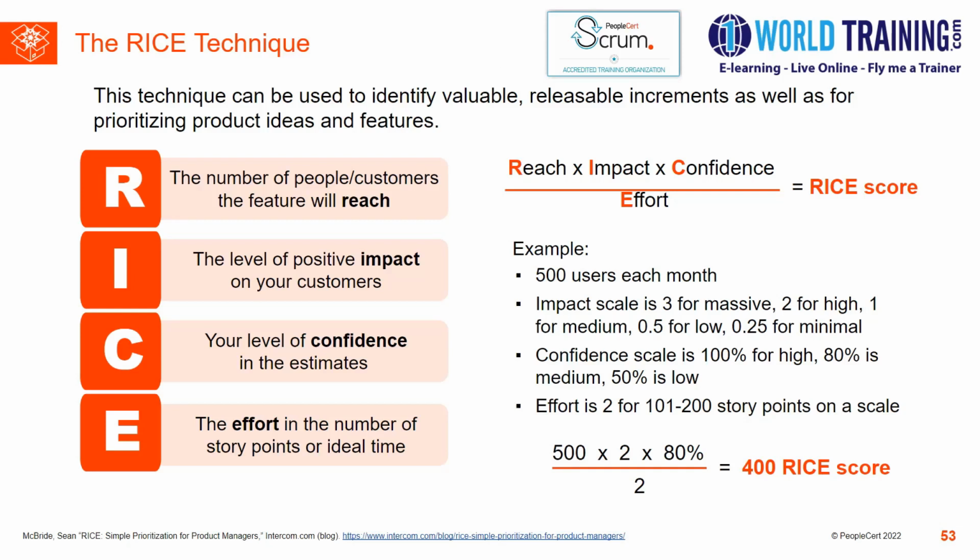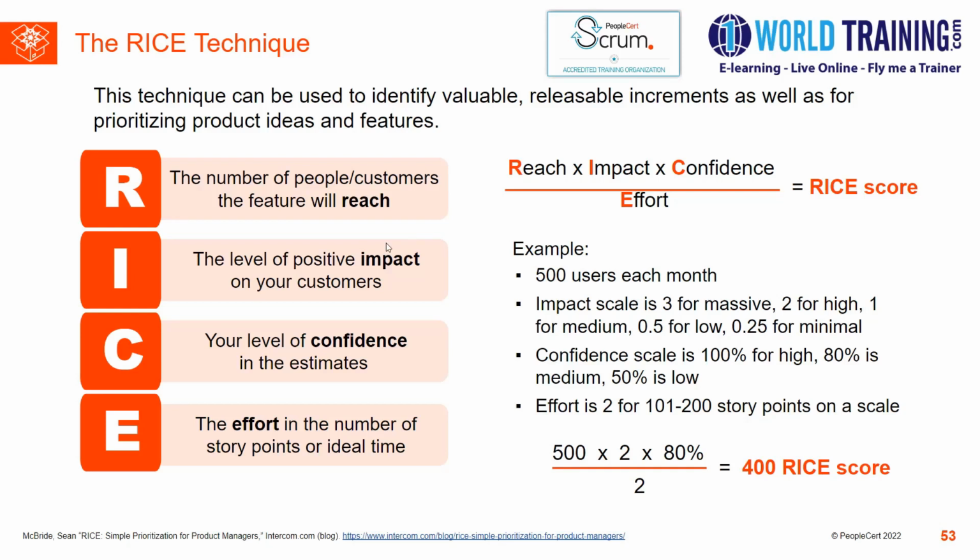There is a score called the RICE score, which is reach into impact into confidence, divided by effort. The overall score which you derive after getting the complete numerical values gives you the confidence whether you should prioritize those user stories or not.